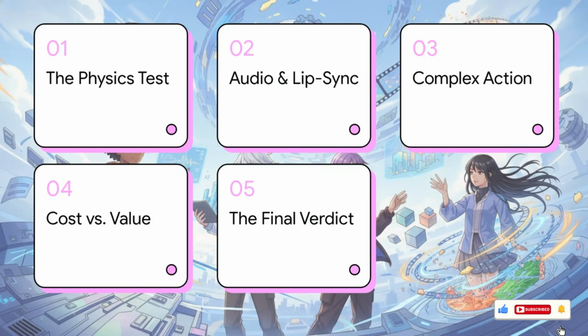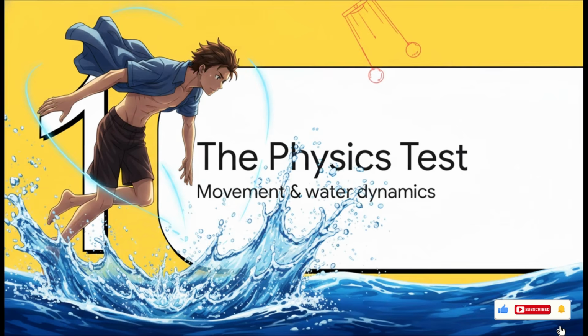Here's the agenda for today's Battle Royale. We've got Round 1, the physics test, Round 2, audio and lip sync, Round 3, complex action, and Round 4, cost versus value. After that, we'll wrap it up with the final verdict. All right, kicking things off with Round 1. The physics test, where we're testing natural movement and water dynamics.